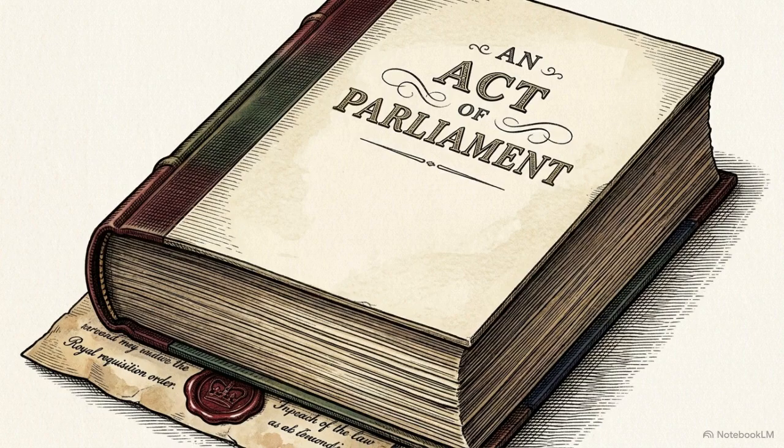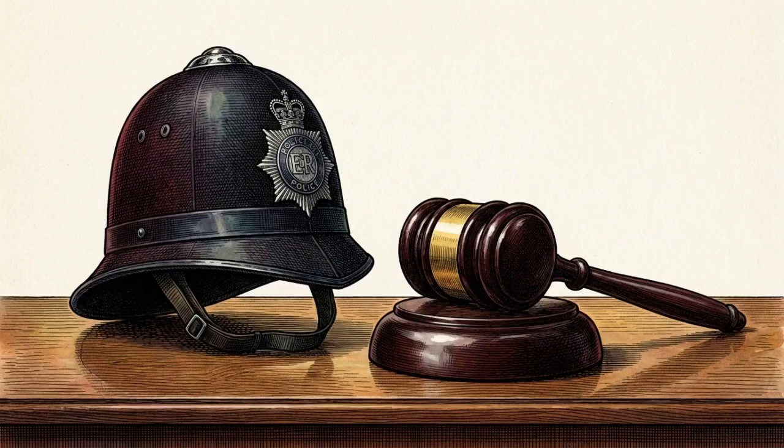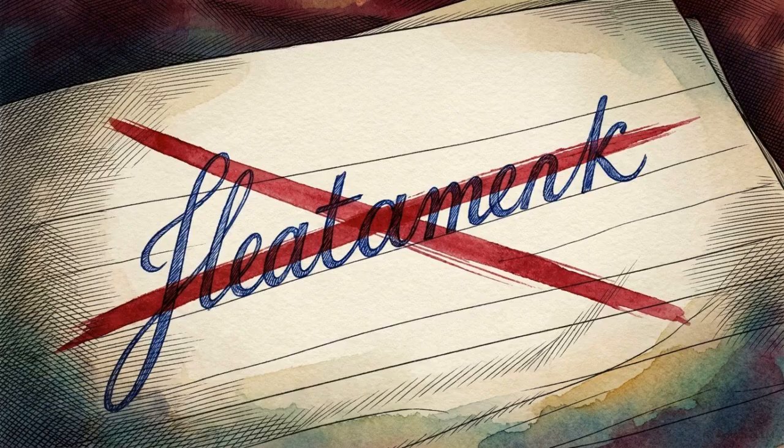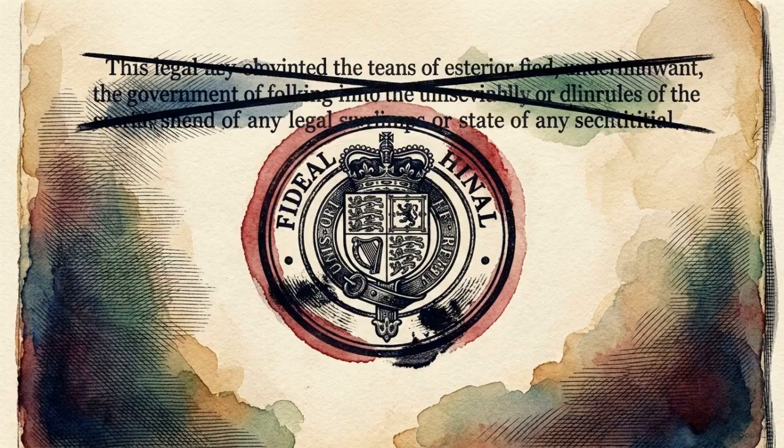This override only happens if the two sources are inconsistent. In a later case, Northumbria Police Authority, the court allowed a statute and a prerogative regarding law and order to coexist, specifically because their aims did not conflict. Examiner tip: precision in your terminology is vital here. Never write that a statute destroys a prerogative. The correct legal term is abeyance.